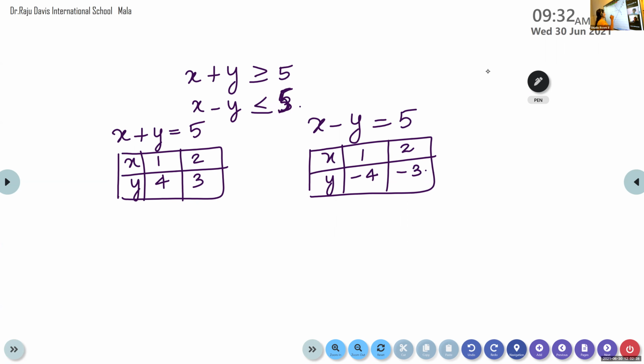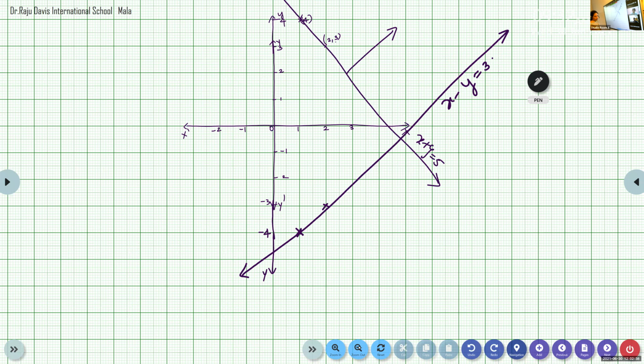Now again substitute 0, 0 and check which is the region. Which will be the region when you substitute 0, 0? The equation is given like this: x minus y is less than or equal to 5. When you put 0, 0 minus 0 is less than or equal to 5. 0 is less than or equal to 5 is true, isn't it?